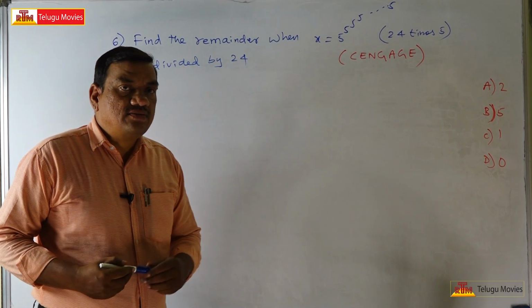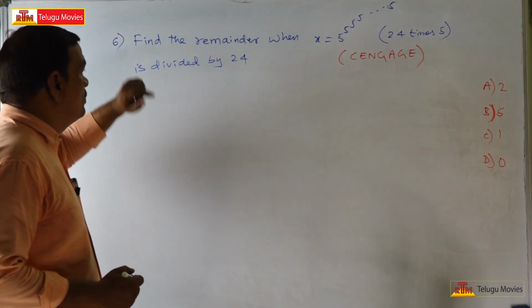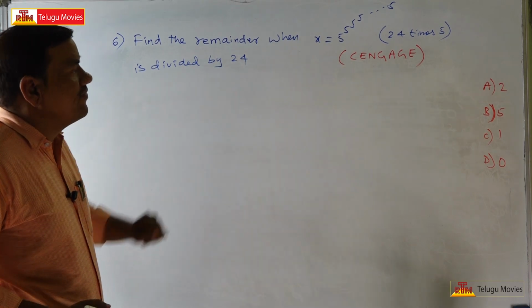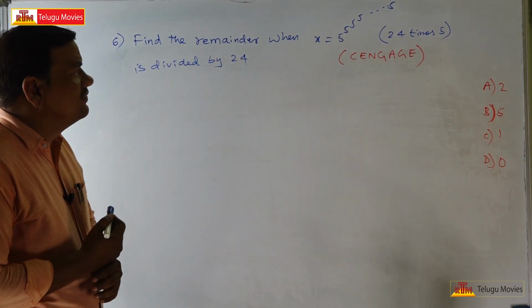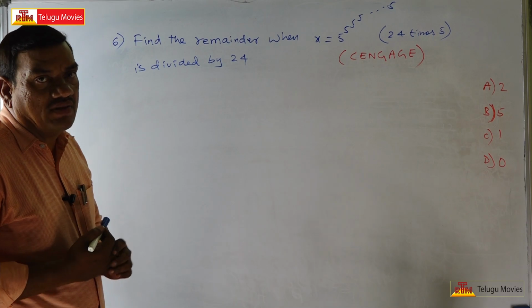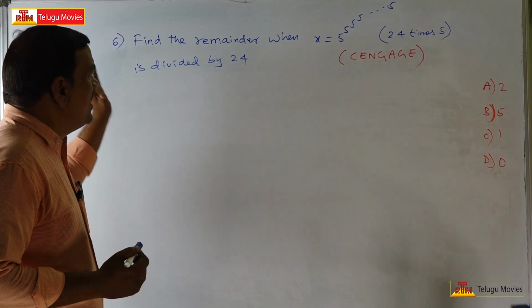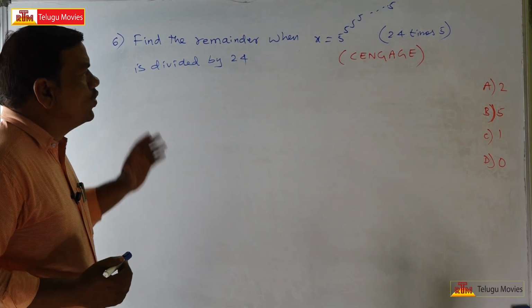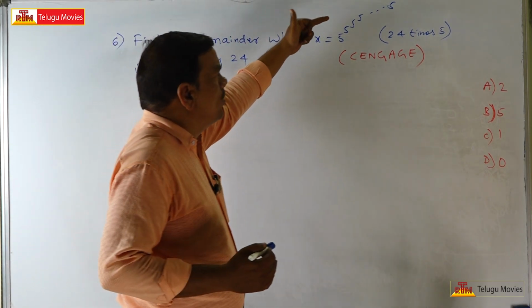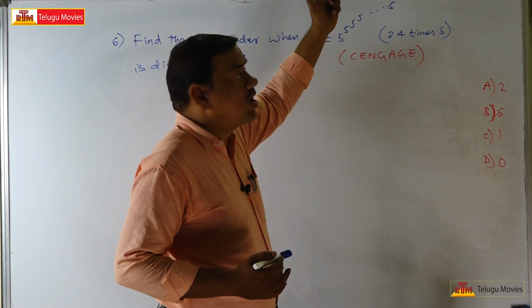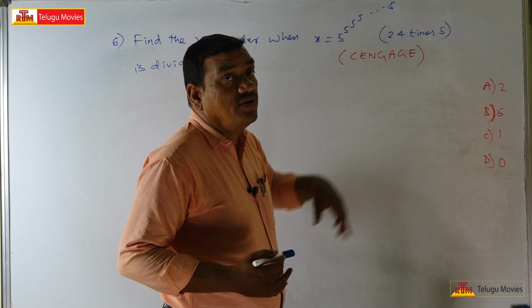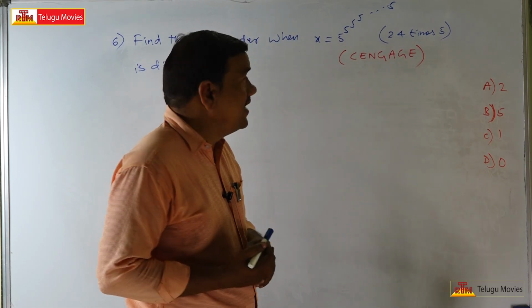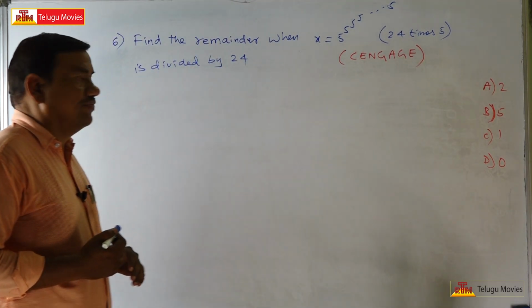So dear students, welcome to the sixth problem. Find the remainder when this, a somewhat variety problem, I have taken from the Sengesh textbook. Find the remainder when x is equal to 5 to the power of 5 to the power of 5 to the power of and so on, up to 24 5s, is divided by 24.